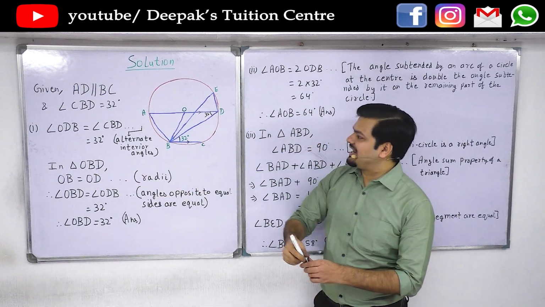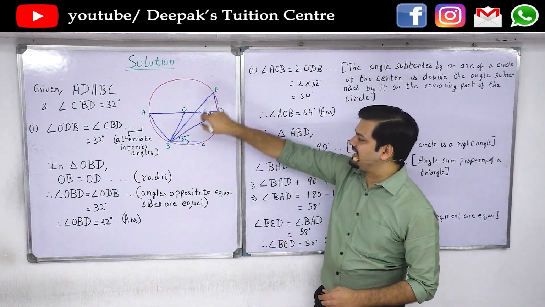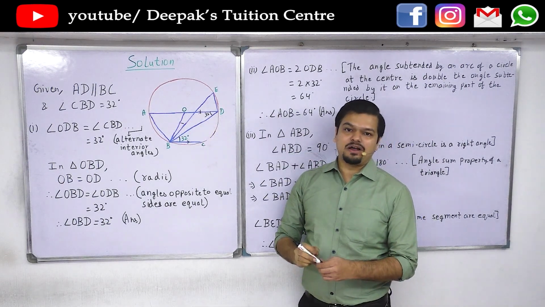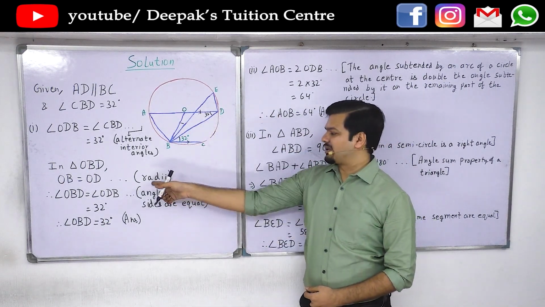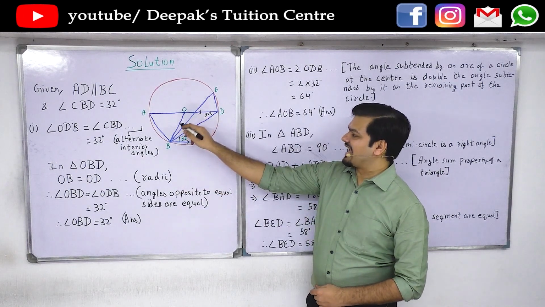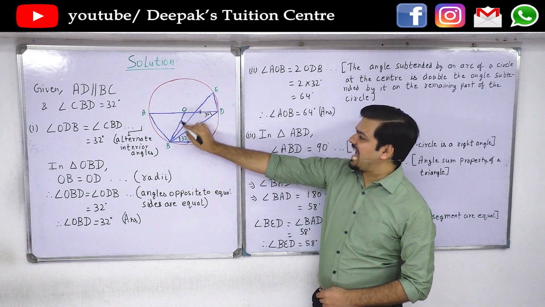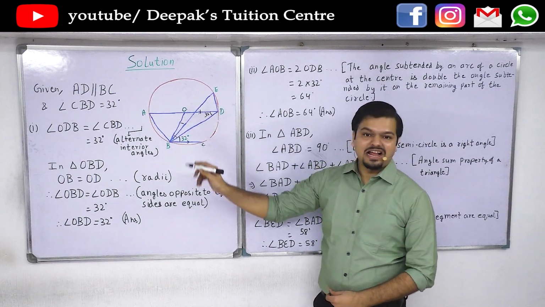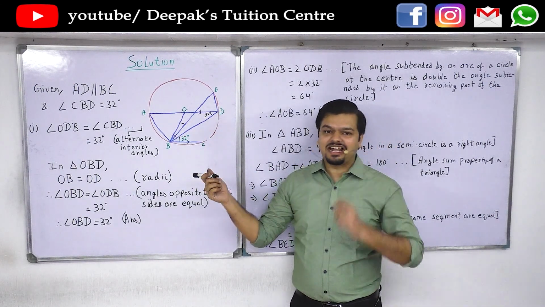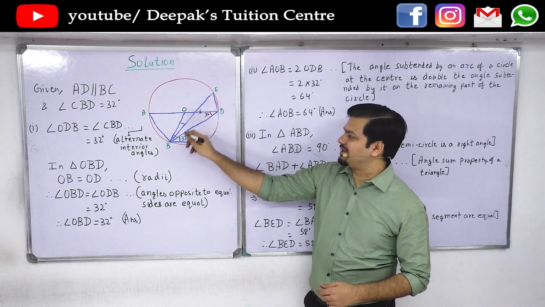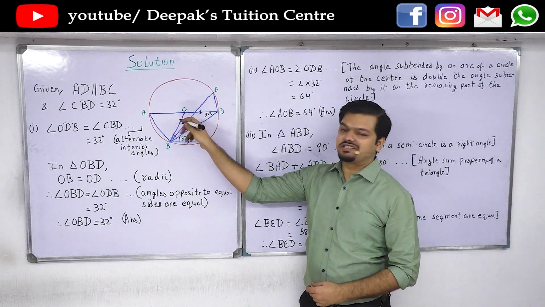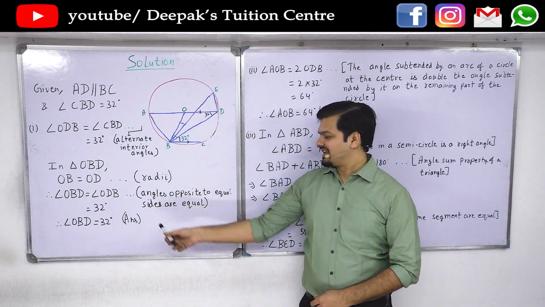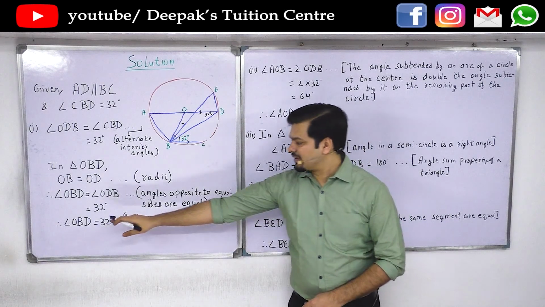Now in triangle OBD, you can see that OD and OB are equal because they are the radii of the same circle. So in triangle OBD, you can see that angle ODB and angle OBD will be equal. Angles opposite to equal sides are equal. So the angle opposite to OD is equal to the angle opposite to OB. Therefore angle OBD is also 32 degrees. That is the answer. The first part asked me to find angle OBD.